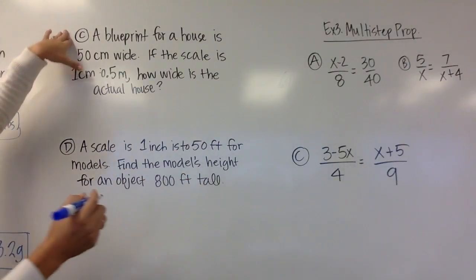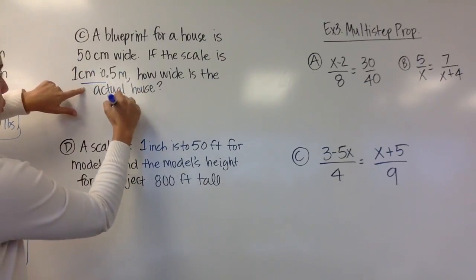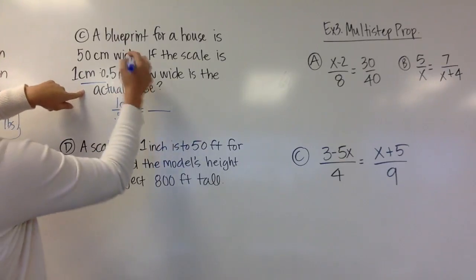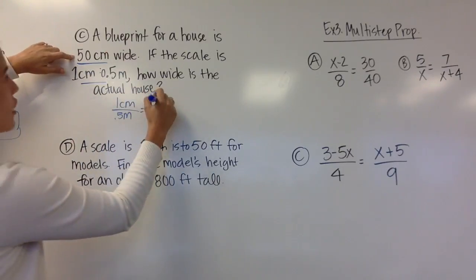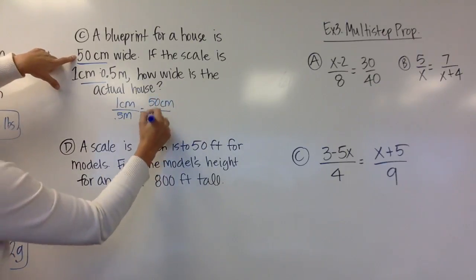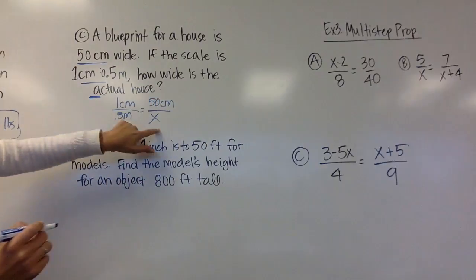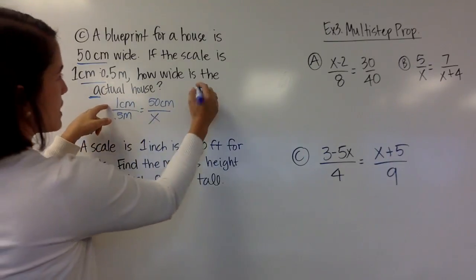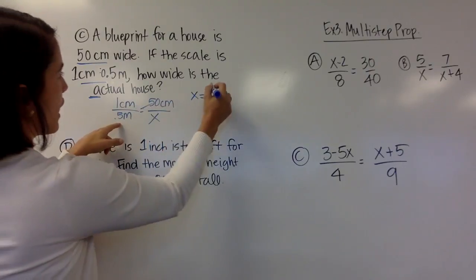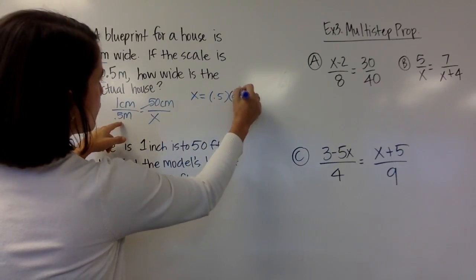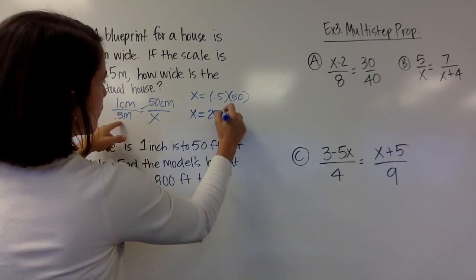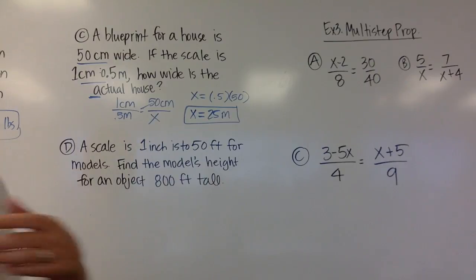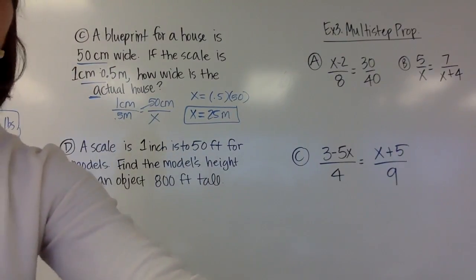So if you have a scale problem, you're going to start with your scale in your proportion. 1 centimeter is to 0.5 meters. And then 50 centimeters is going to go on top with centimeters, and we're looking for the actual, so we're looking for the meters. I'm going to cross multiply. 1 times x is x, and 0.5 times 50 is 25 meters. So that means our actual house is going to be 25 meters if our scale is 50 centimeters.